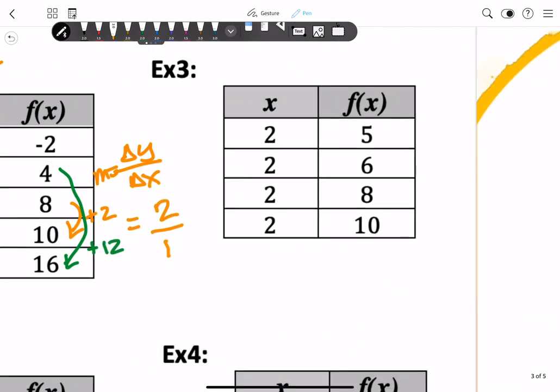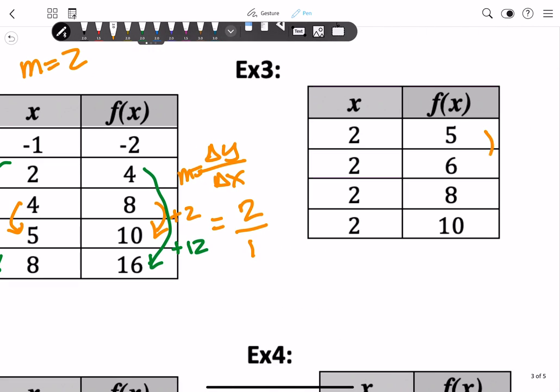All right, so now let's try this one. So from 5 to 6, it's plus 1. 2 to 2, it's plus 0. My change in y is 1. My change in x is 0. And oh man, this is a no. Because no, you can't have a 0 at the bottom. So no slope.